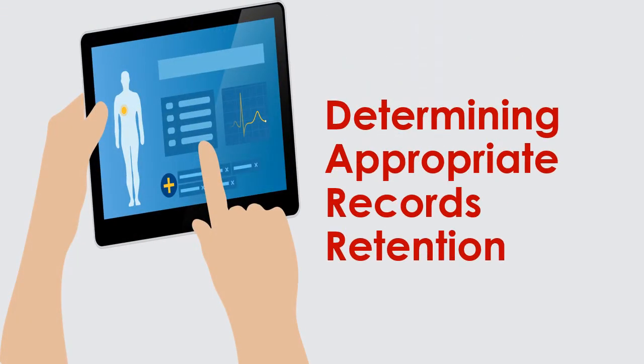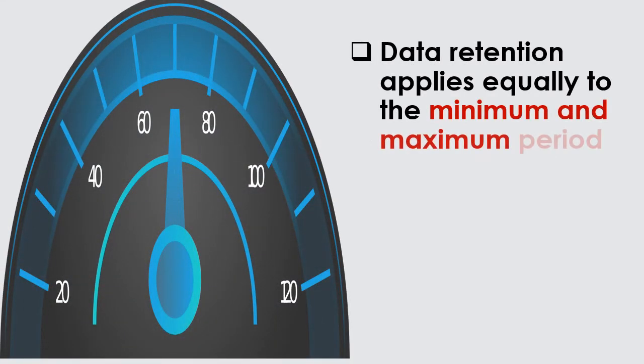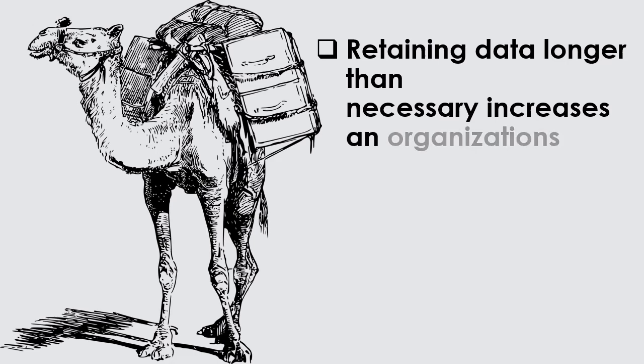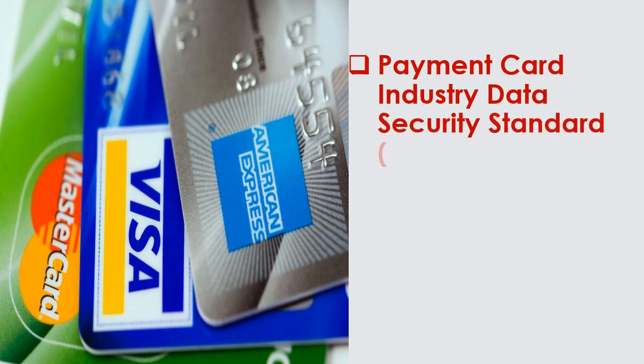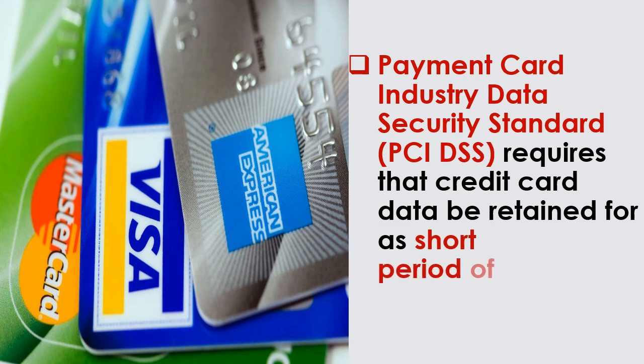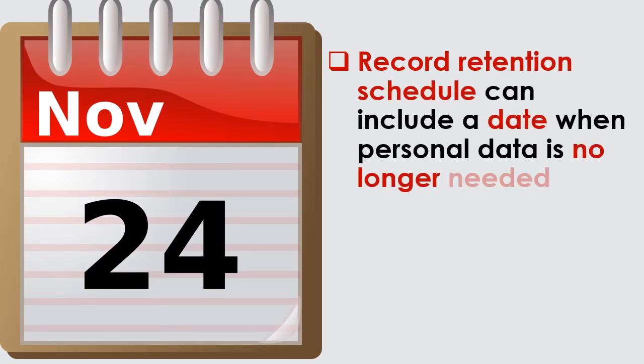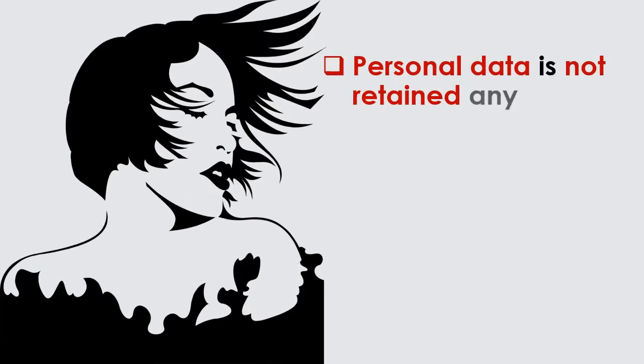Determining appropriate records retention. Just having information can be a liability. Data retention applies equally to the minimum and maximum period of time. Retaining data longer than necessary increases an organization's liability. The Payment Card Industry Data Security Standard, PCI-DSS, requires that credit card data be retained for as short a period of time as possible. A record retention schedule can include a date when personal data is no longer needed. Personal data is not retained any longer than is necessary.